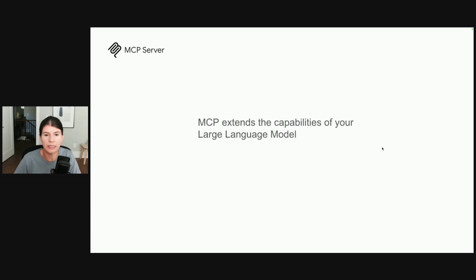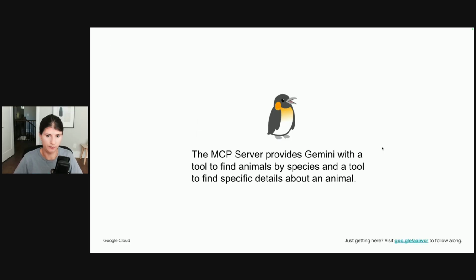So MCP extends the capabilities of a large language model. And that's really nifty. You don't have to spend a lot of time and effort fine-tuning a model. Depending on the task, you don't even need a very big model. You can do small, sustainable, more affordable, and then add MCP, and you have your capabilities massively extended.